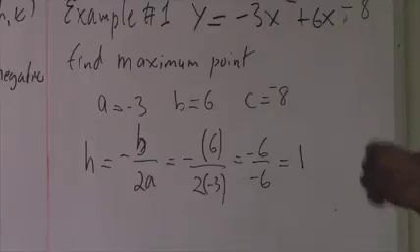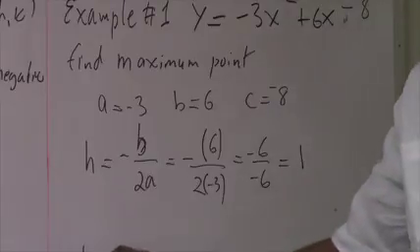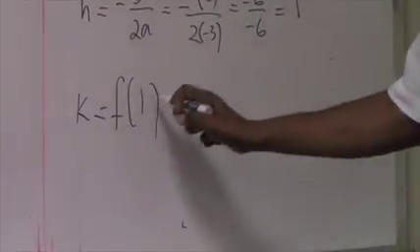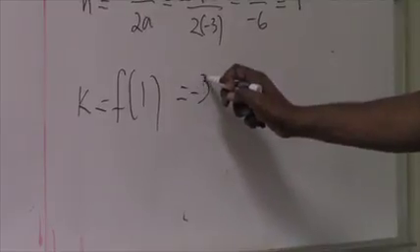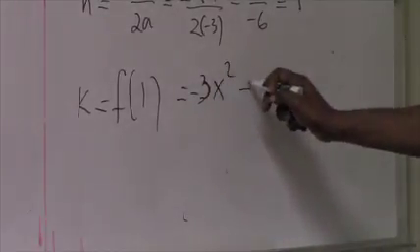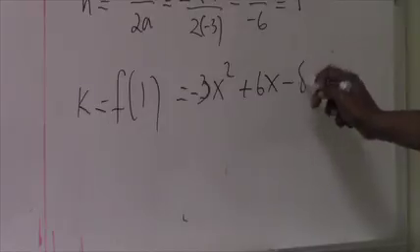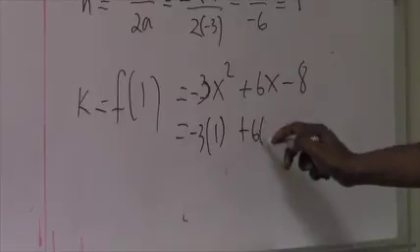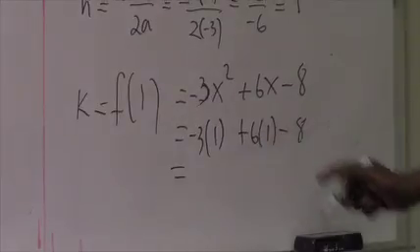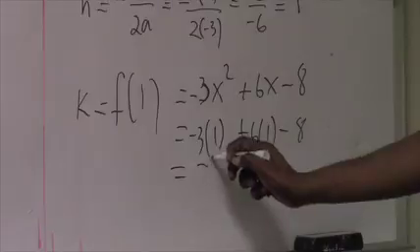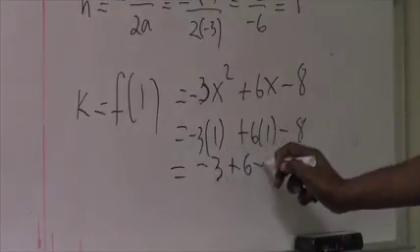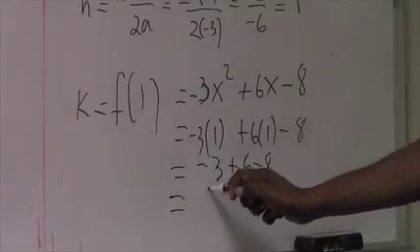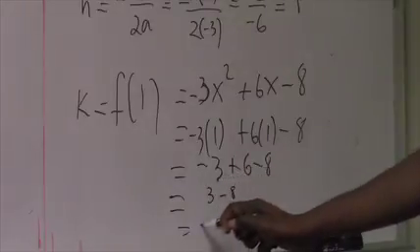Now to find k, the y-coordinate of the vertex, k will be equal to this function f evaluated when x is 1. So that's negative 3x squared plus 6x minus 8. I substitute 1 for x: negative 3 times 1 squared, plus 6 times 1, minus 8. So this is negative 3 plus 6 minus 8. I'll do it step by step to avoid a silly mistake. So I'm going to have positive 3 minus 8, and that's going to be negative 5.